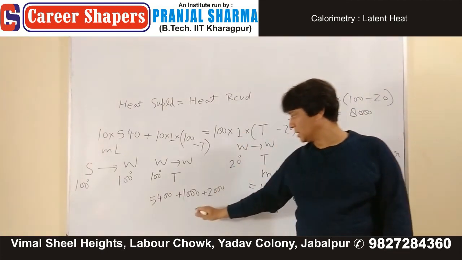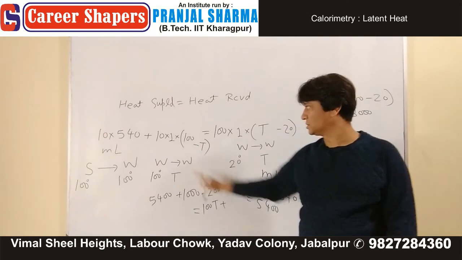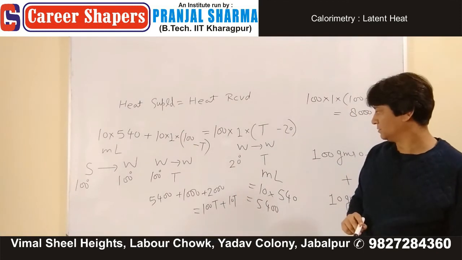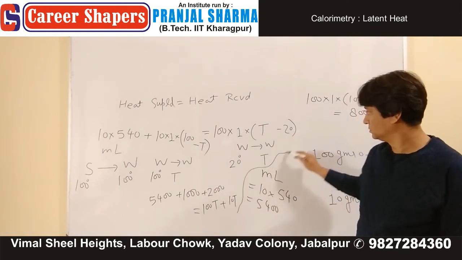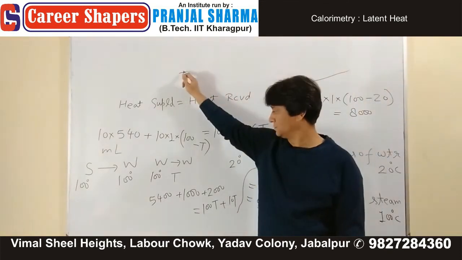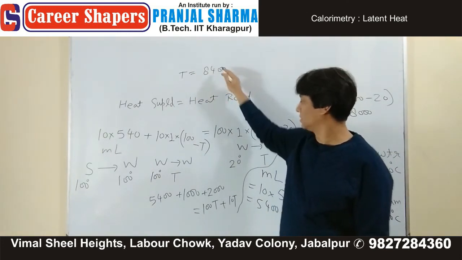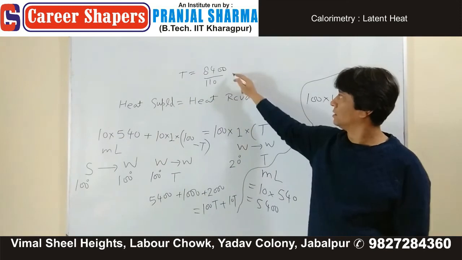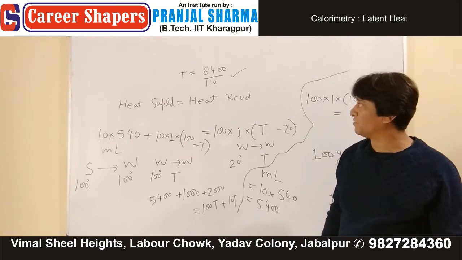Shift there. And this is coming what? 100 T plus 10 T over here. 10 T. T is coming 8400 divided by 110. That's the answer.